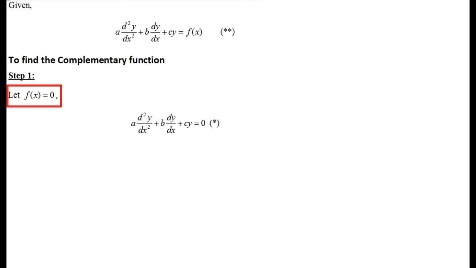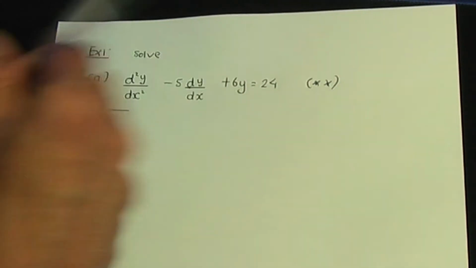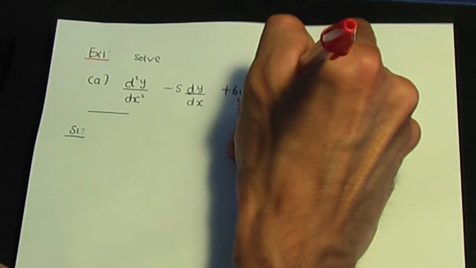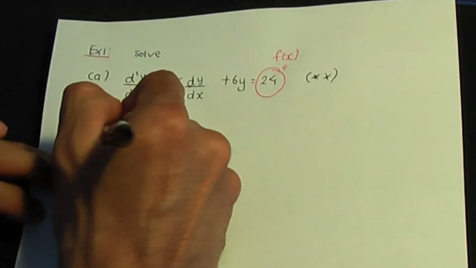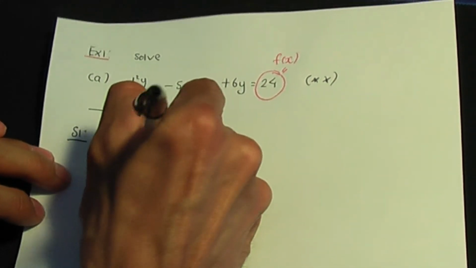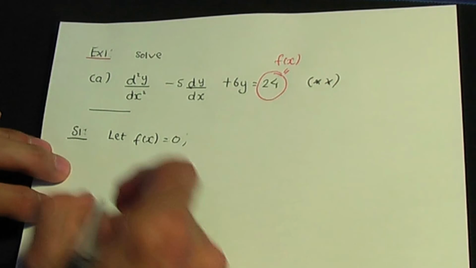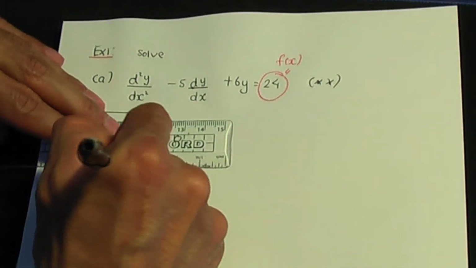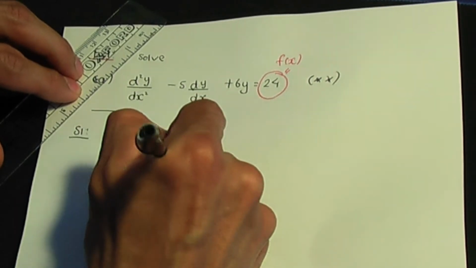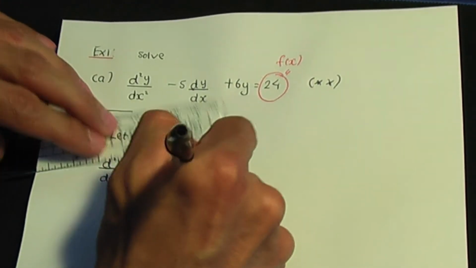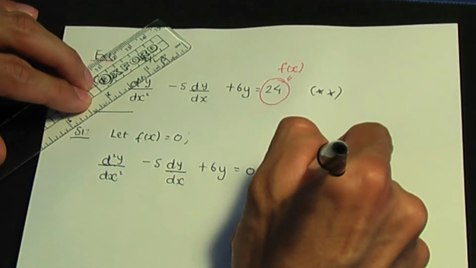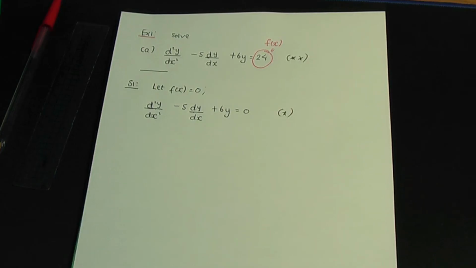So if I go back to the paper and pen, here is step number 1. So our f of x is 24, okay? So in step number 1, if I let f of x equal 0, my equation will then become d2y by dx squared minus 5 dy by dx plus 6y is equal to 0. So I'm going to call that equation star. Now let's go back to the screenshot to see step number 2.